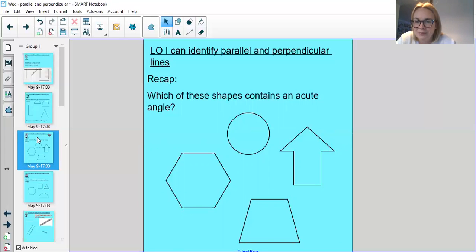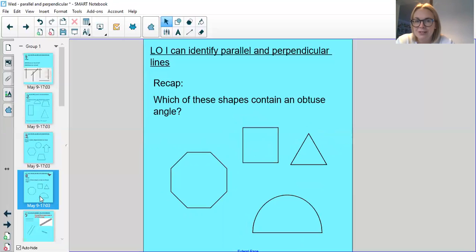In the arrow, you should have spotted 2 acute angles, on either side of the point. Now, on the hexagon, are there any acute angles? No, there's not. They are all obtuse angles, angles that are bigger than 90 degrees. And then on the bottom shape, the trapezium, how many acute angles can you spot there? If you're all saying things at the screen, I like to think you are. There are 2 acute angles and then 2 obtuse angles. Well done. Hopefully you recognised and remembered those different angles.